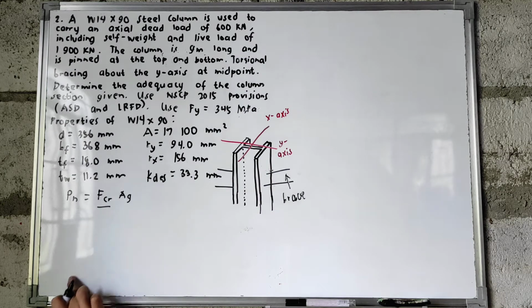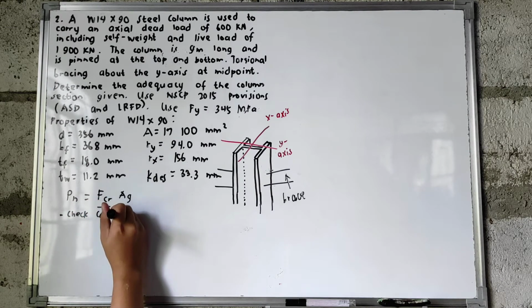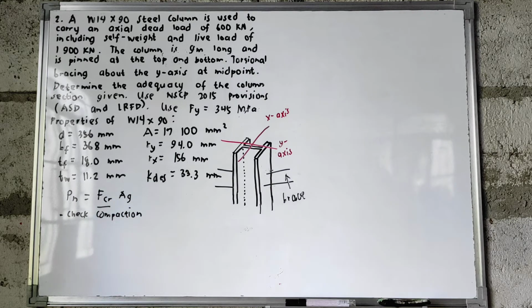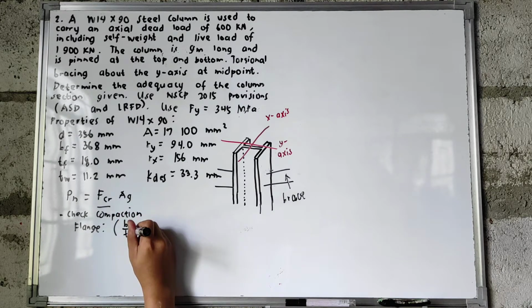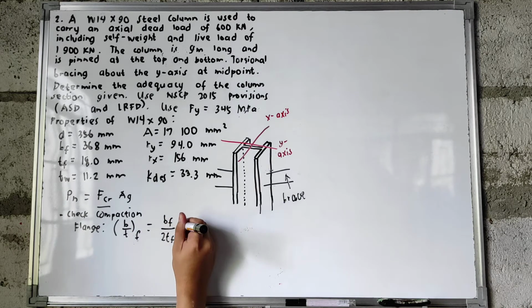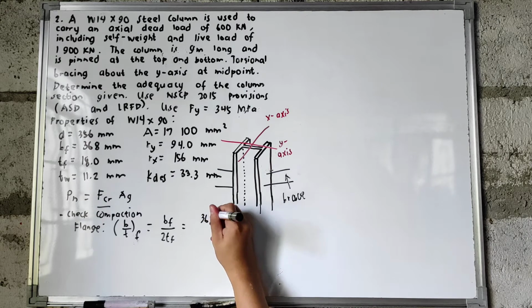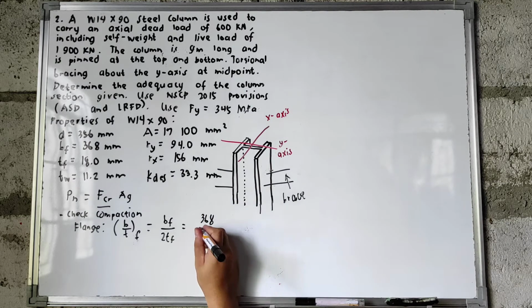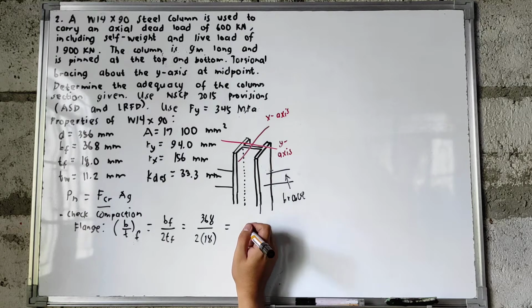However, before we compute whether our column is long or short, we need to first check the compactness. We will check the compactness of our section with respect to the flange and web. Let's start with the flange. We look for the width to thickness ratio of the flange, which is equal to bf over 2tf. The base of the flange is 368, while the thickness of the flange is 18 mm. So you have a width to thickness ratio of 10.222.